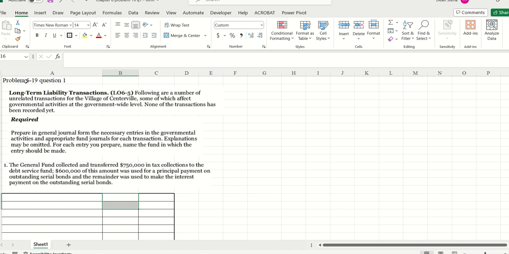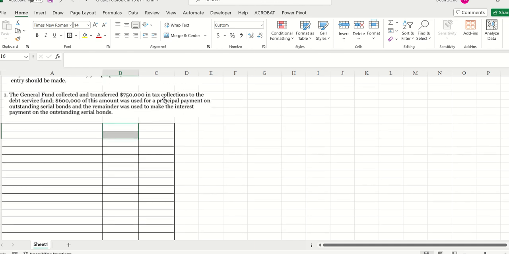Here we have problem 19 from chapter 6, question 1. Prepare in general journal form the necessary entries in the governmental activities and appropriate fund journals for each transaction. Explanations may be omitted. For each entry you prepare, name the fund in which the entry should be made.